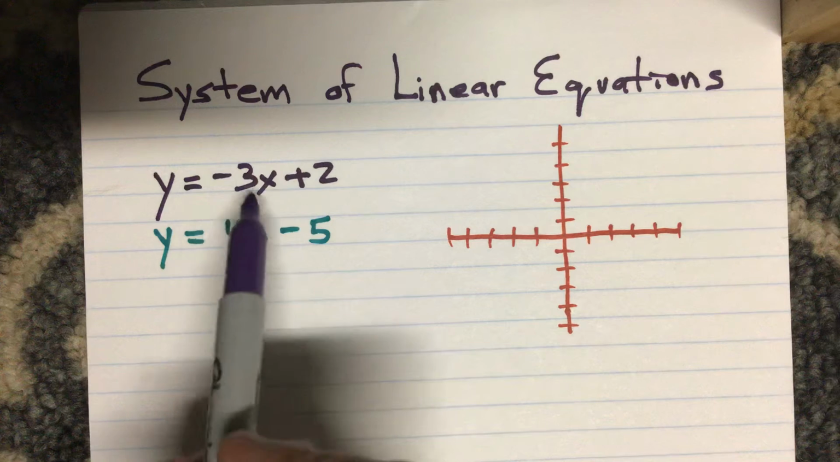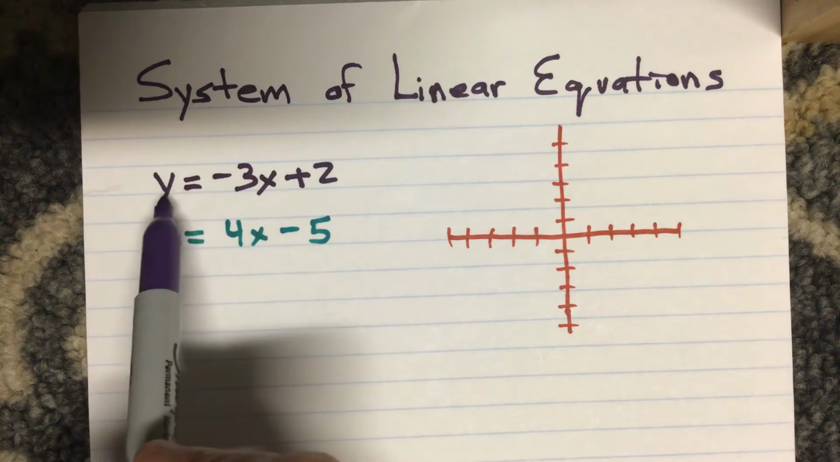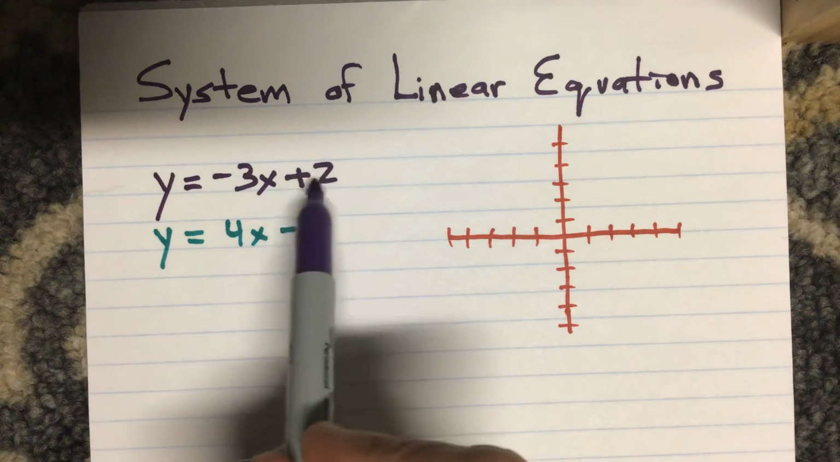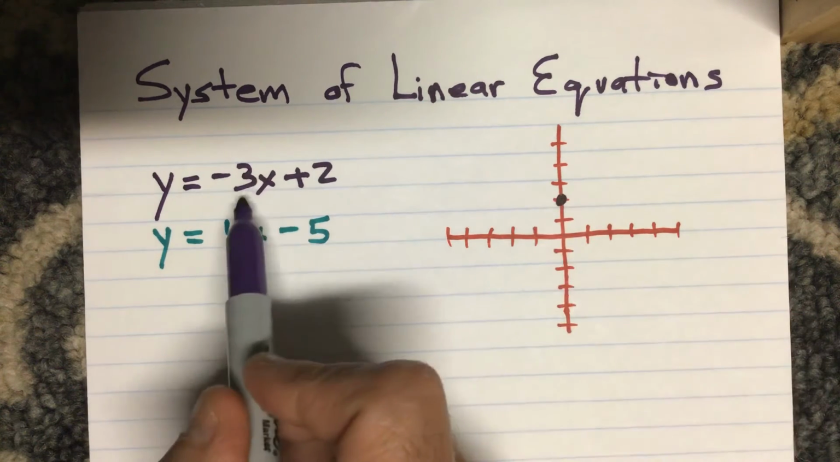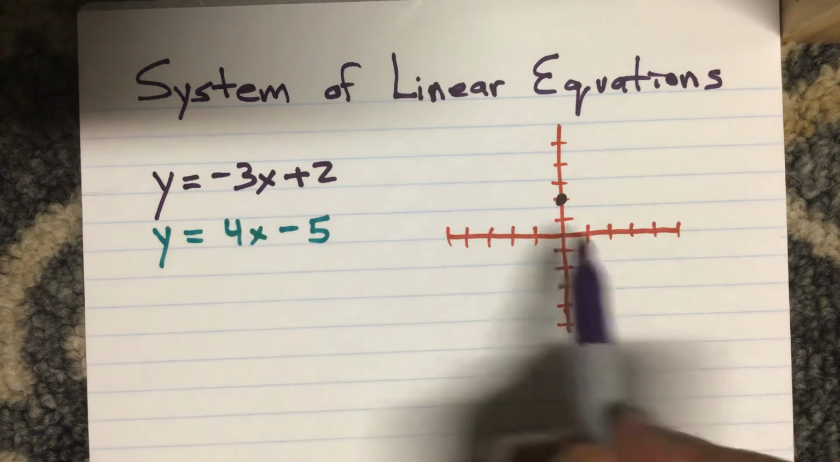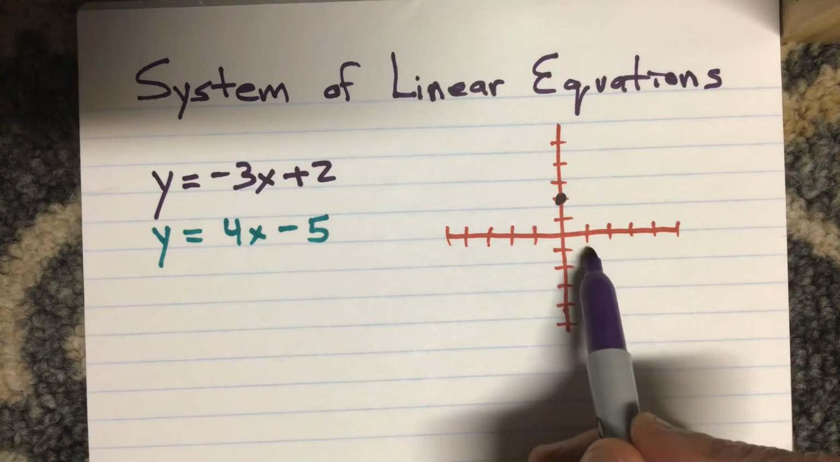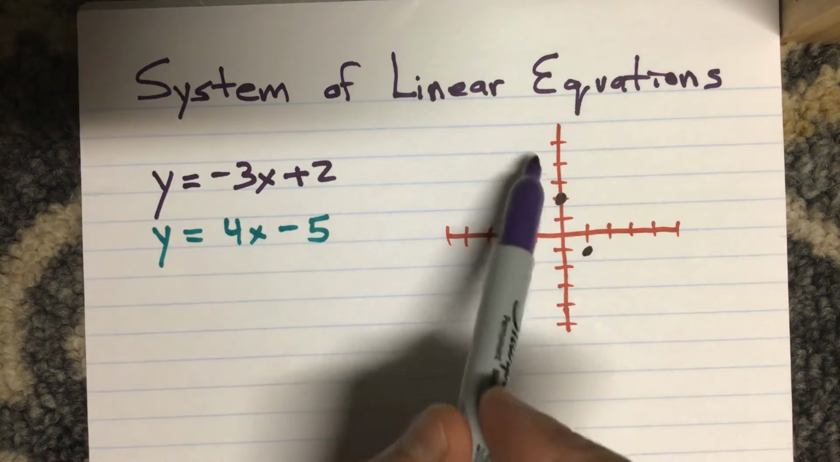So here we go. Let's graph this right here. So this is a linear function. We know that this is the y-intercept, so we start at 2 right here. We see that the slope is -3. So we go 1, 2, 3 over 1. It's a negative slope, so it's going downhill.